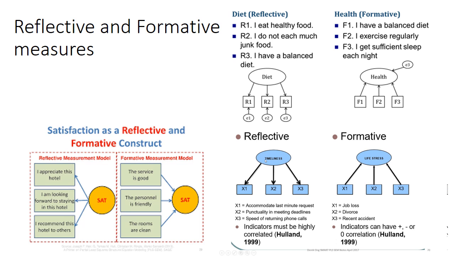You see, if we take the example of life stress, it is formed with the job loss, with the divorce, with the recent accident. This is called life stress. So it is formed with different kinds of questions. So they are not correlated. For example, job loss and divorce can be correlated, but recent accident won't be. So they are not highly correlated.